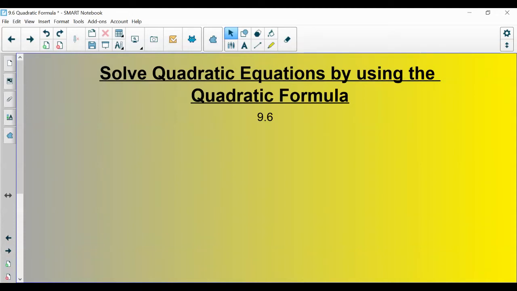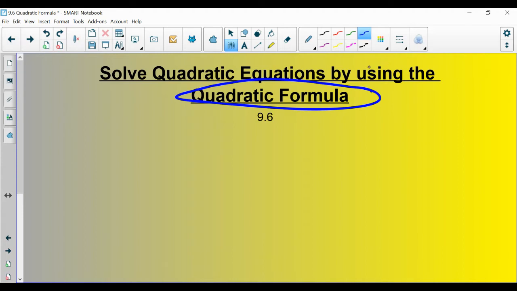Hello, algebra students. We are studying a very exciting section today, which is about the quadratic formula. We are solving quadratic equations by using the quadratic formula. You have already solved quadratic equations before, but today we're going to learn a new method, which is going to be using the quadratic formula.